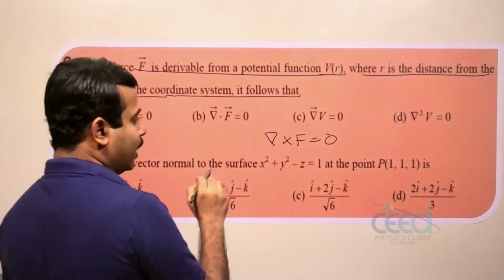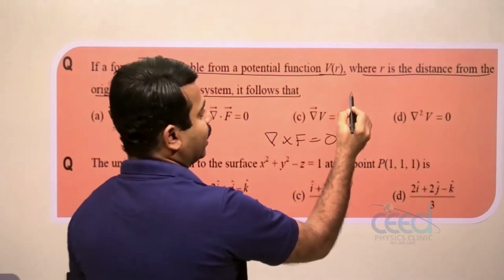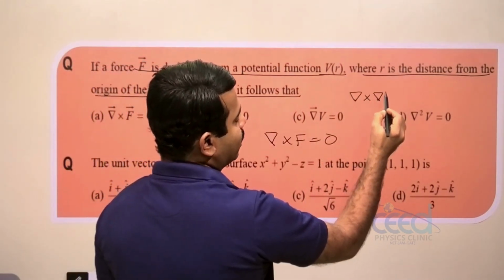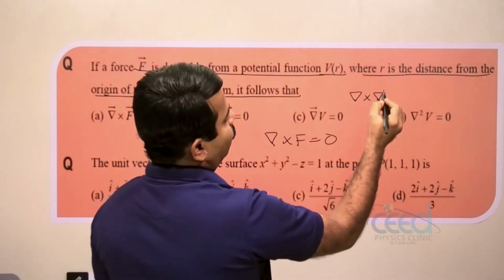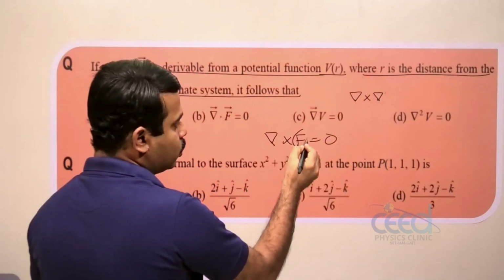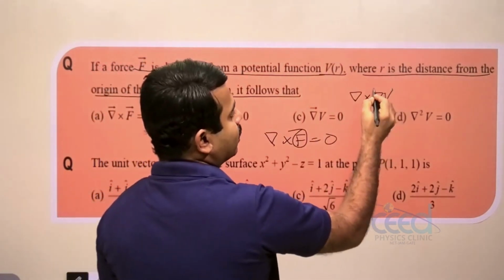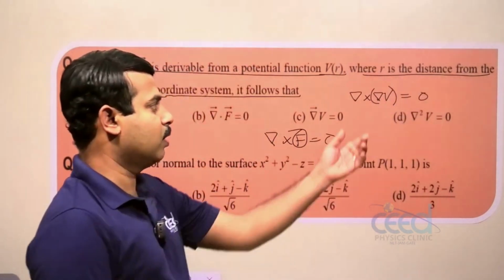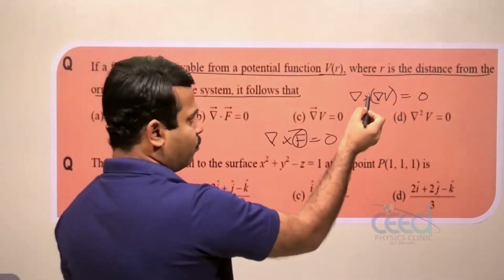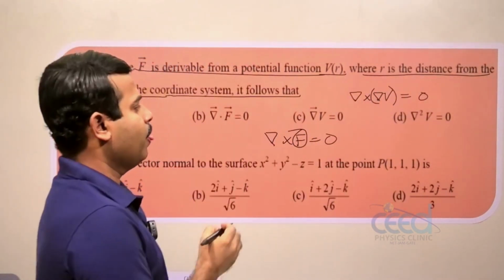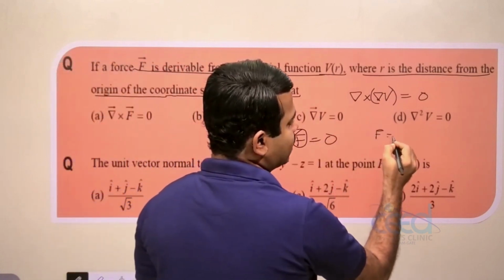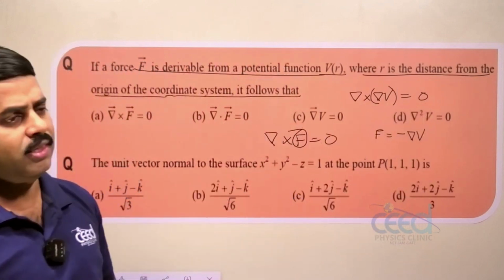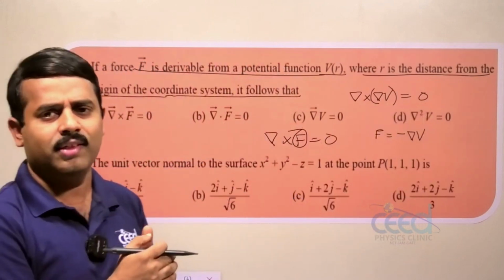Why? We studied one property: curl of gradient of a function is always 0. That means F should be gradient of a scalar function, right? So that should be equal to 0. This is the vector property. So if such a force is there, then definitely F should be minus del V, right? F should be minus del V. This we have discussed in theory section.